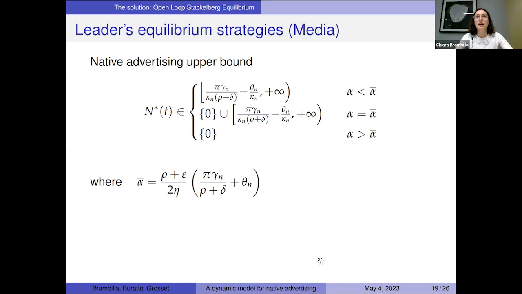So we are more interested in saying if this capital N strategy is an active or an inactive constraint. And what we have found is that if the damage to credibility is low, so alpha is lower than alpha bar, then the upper bound capital N is an inactive constraint. While if the damage to credibility is high, so alpha greater than alpha bar, then this native advertising upper bound is an active constraint. So this is what we have found, and we can see that the native advertising optimal upper bound strategy for the media outlet depends on the parameter alpha representing the negative effect of native advertising to credibility. So this parameter alpha is very important in the analysis.